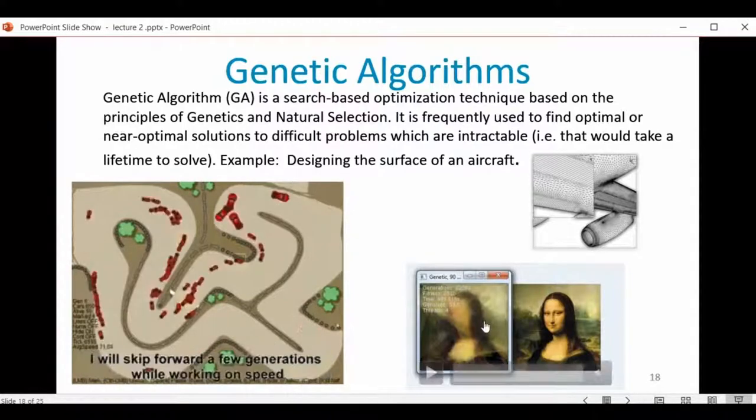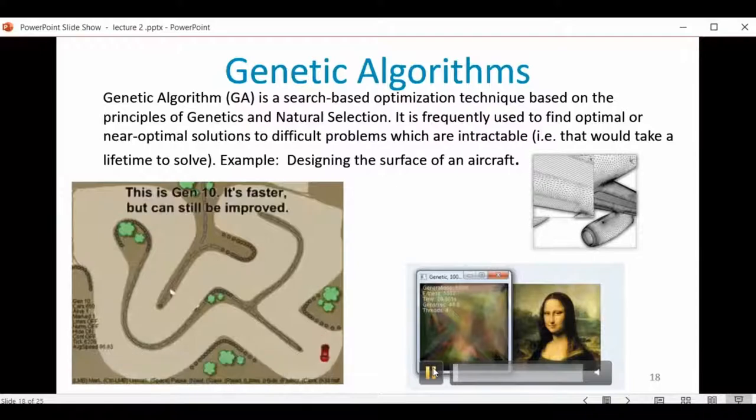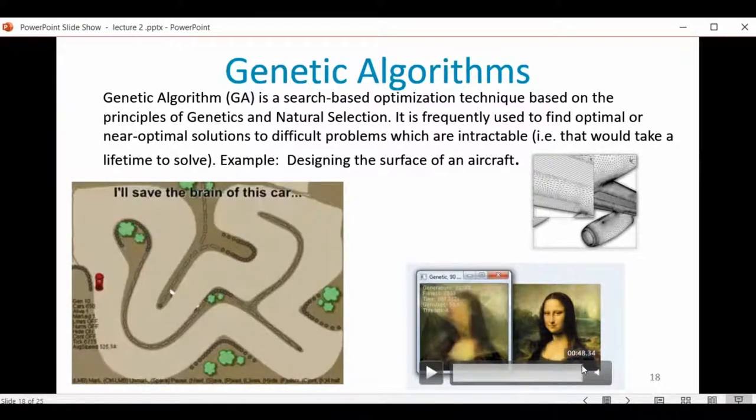It's been used in other problems. For example, here they use genetic algorithms to draw the Mona Lisa from triangles. And there are other interesting problems like that genetic algorithms have been used for.